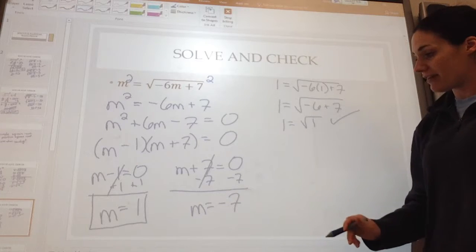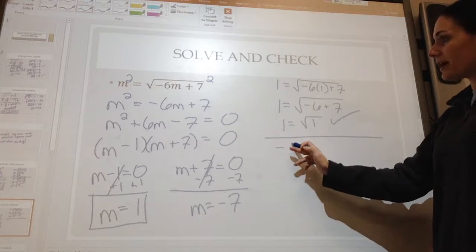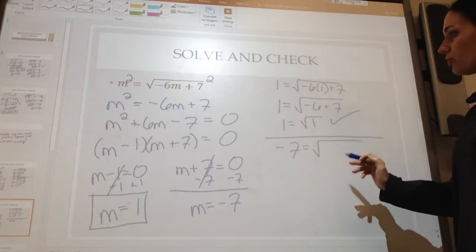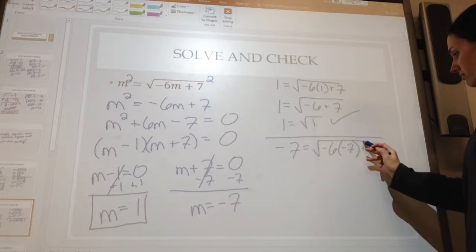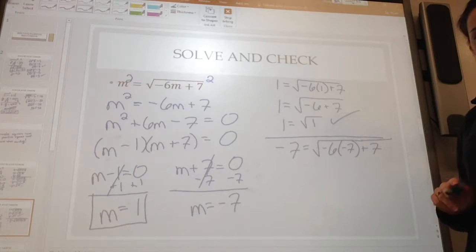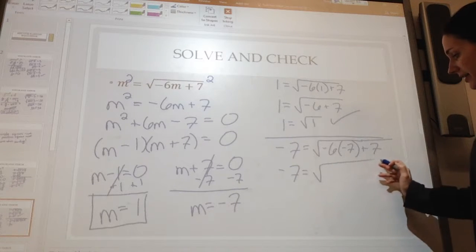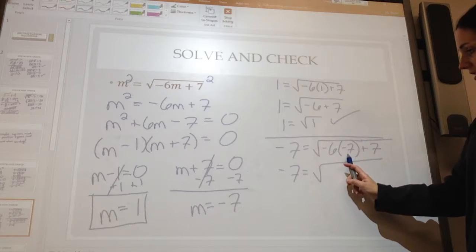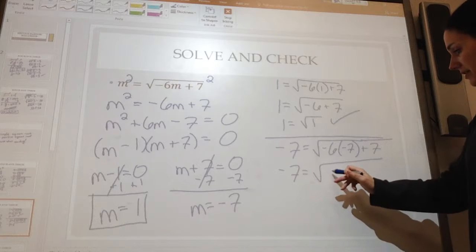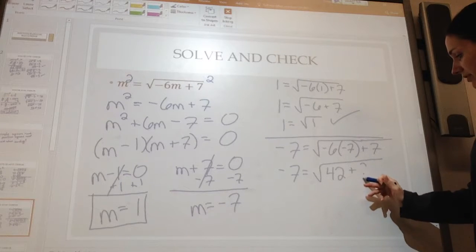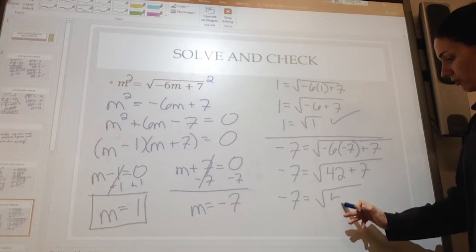Then I'm going to check negative 7 and we'll see what happens with that. I get negative 7 equals square root of negative 6 times negative 7 plus 7. Okay, so we got to start simplifying in the radicand. The radicand multiplication comes first. So negative 6 times negative 7, make sure negative times negative is positive. So that's 42 plus 7. Negative 7 equals, this becomes the square root of 49.